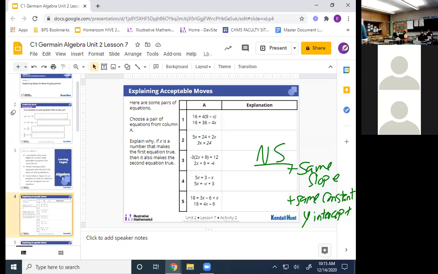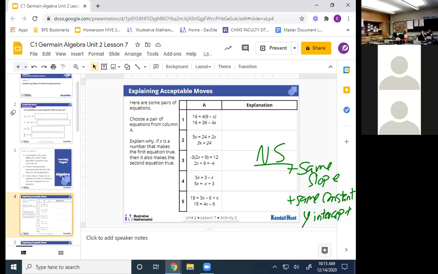So what we're doing in this activity is it says, here are some pairs of equations. Choose a pair of equations from column A. Explain why if x is a number that makes the first equation true, then it's also going to make the second equation true. What move can I do to the first one to get it so that it looks like the second one?